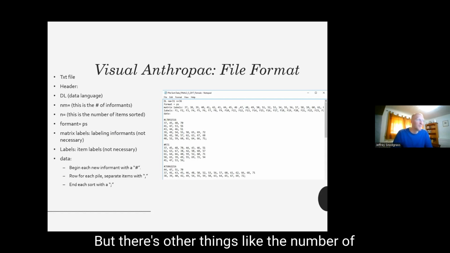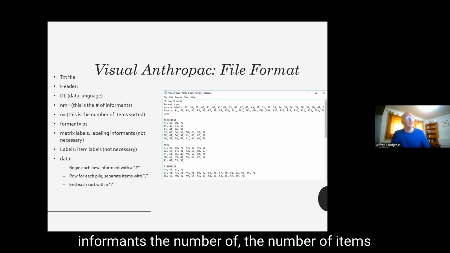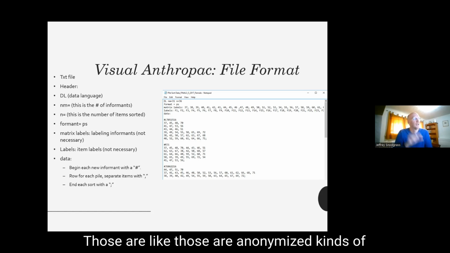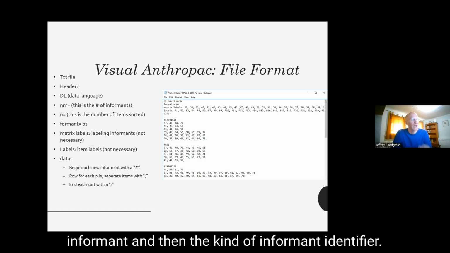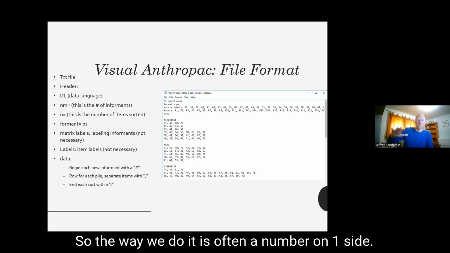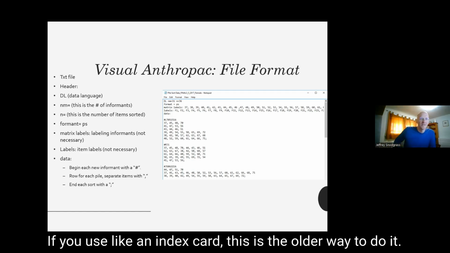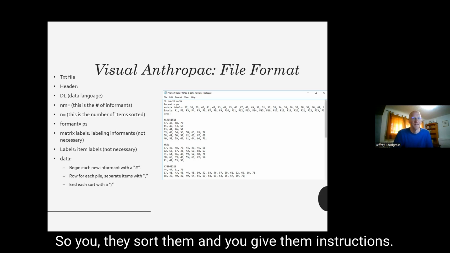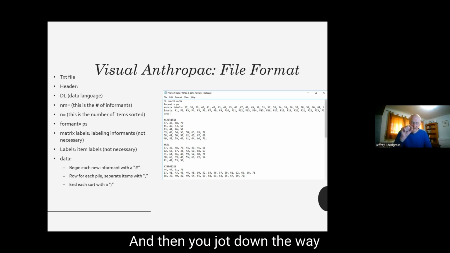But there are other things like the number of informants, and the number of items overall that are being sorted. Then each of those blocks, as you go down in the .txt file, are anonymized informants, with an informant identifier. And then each of those lines is the items in the pile that were sorted. The way we do it is often a number on one side of an index card, which is the older way to do it, though there's online software that can help as well. On the other side is the name of the item. So they sort them, you give them instructions, you have them talk about things, and then you jot down the way individuals are sorting the piles.